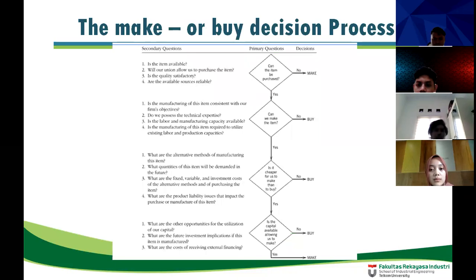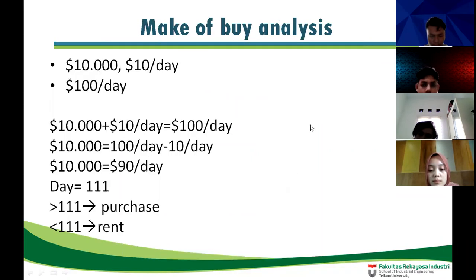So you can do a make or buy analysis. This is the flow chart in make or buy analysis, just like, is the item available? Will our unit allow us to purchase the item? So there are so many questions that should be answered. And then this is the primary question. The diamond itself is like the decision representation. Okay. If the decision produces no, it means we have to make it. Okay, and then we can jump to another path. If the answer is no, it means you have to buy. So just see the flow chart in here. You can read it by yourself.